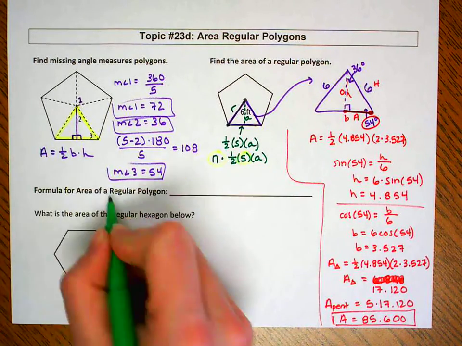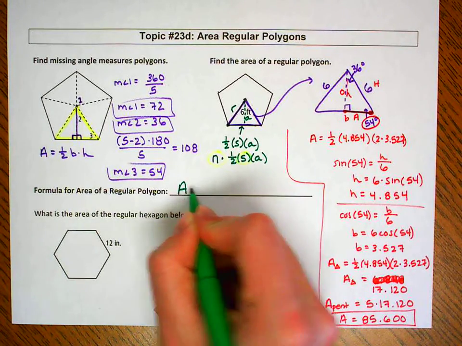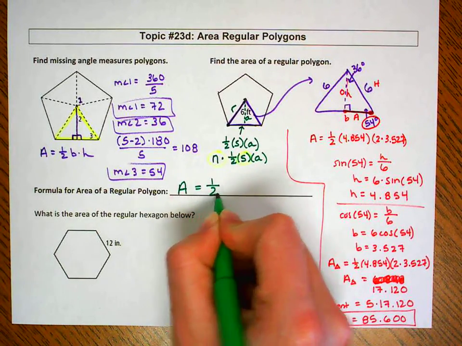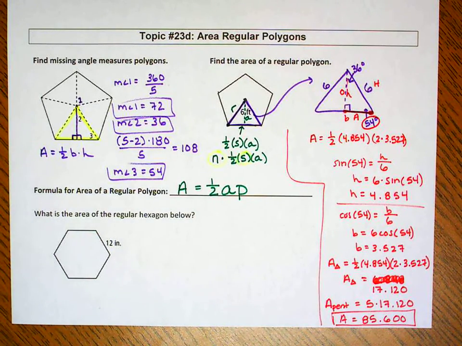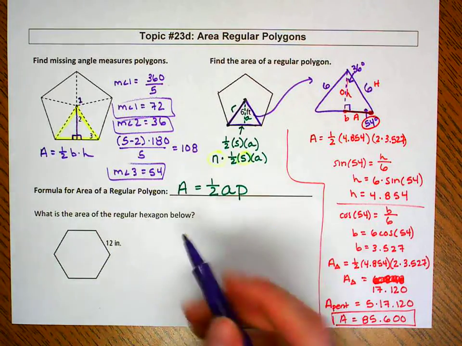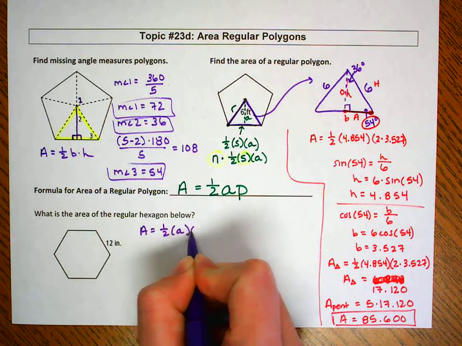My formula for the area of a regular polygon ends up turning out as, so the area of a regular polygon is 1 half apothem times the perimeter. And we're going to actually use that formula from now on. So let's see if we can do this one down here. What is the area of the regular hexagon below? So our formula is 1 half AP.